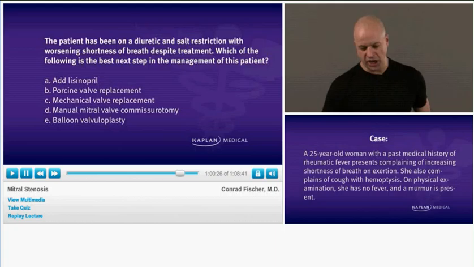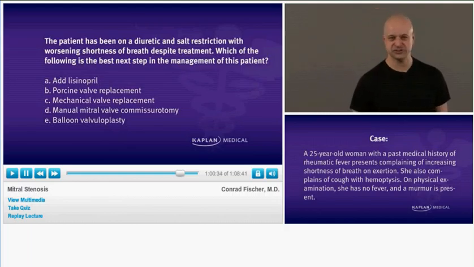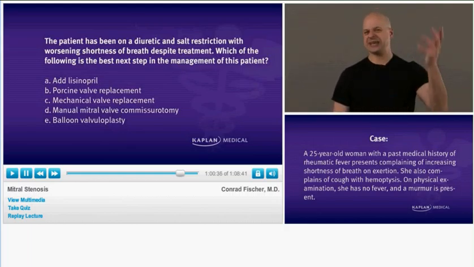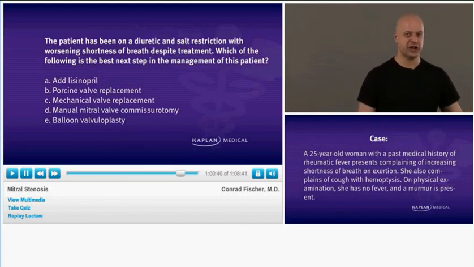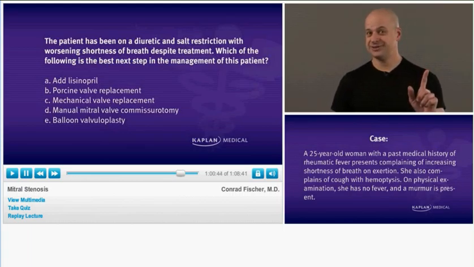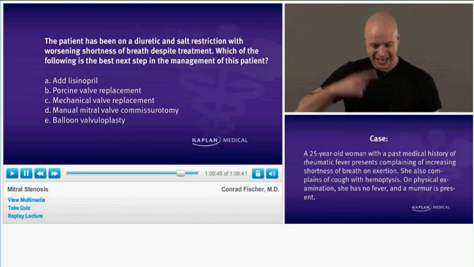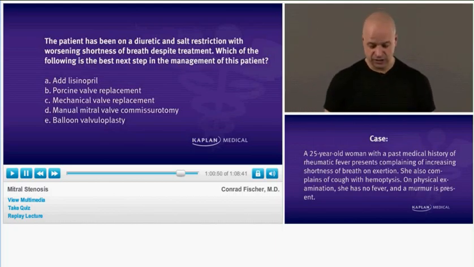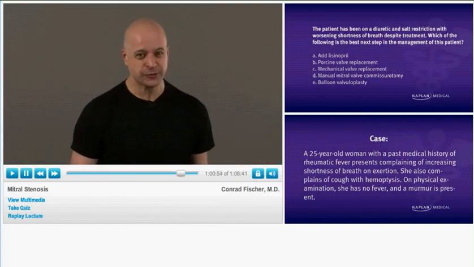Last question, finalmente. The person's been on diuretics and salt restriction, but they're getting worse, which is almost what always happens. Stenotic lesions need mechanical intervention. Aortic stenosis gets removed outright. Mitral stenosis doesn't get removed. It gets a balloon valvuloplasty. Not a finger. That's what it means by mechanical: manual mitral valve commissurotomy. That's what it means by manual.